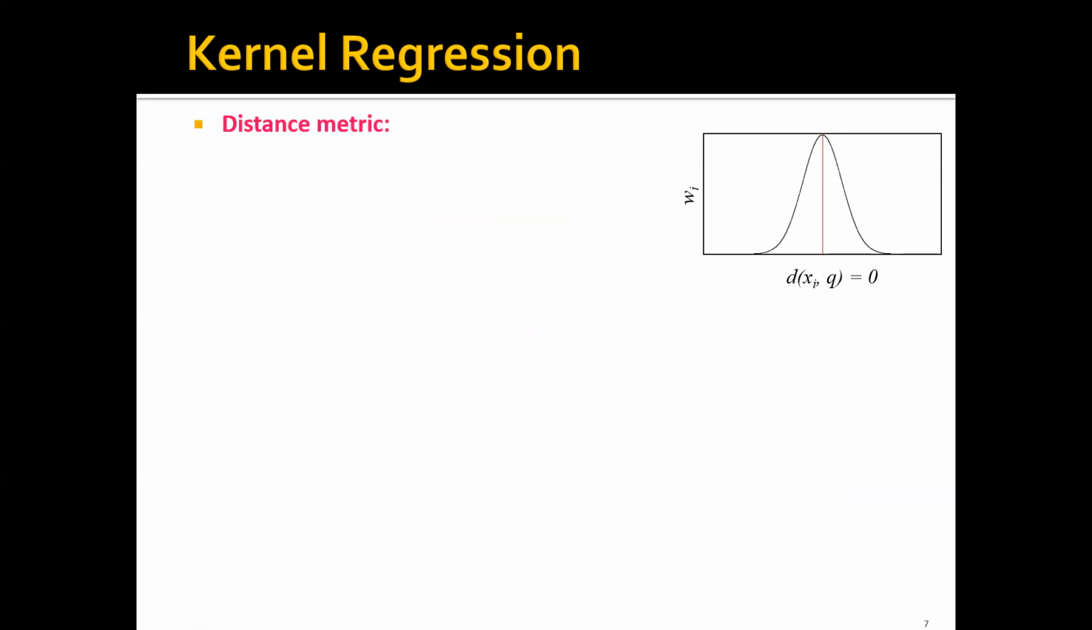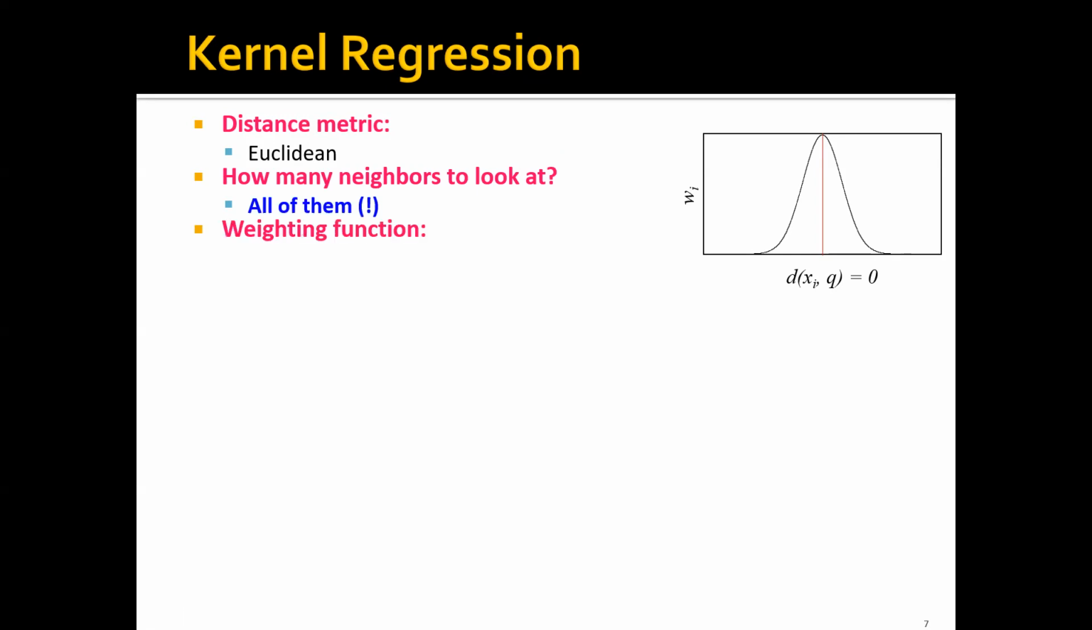In kernel regression, usually we will still use the Euclidean distance metric, but how many neighbors to look at differs from k nearest neighbors. We will look at all of them. And here comes the weighting function. Because we use all the data points, there has to be some weighting function to decide which of those data points are more important and which are less important.